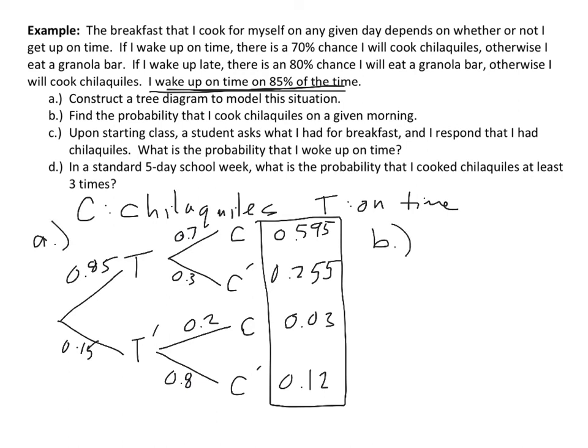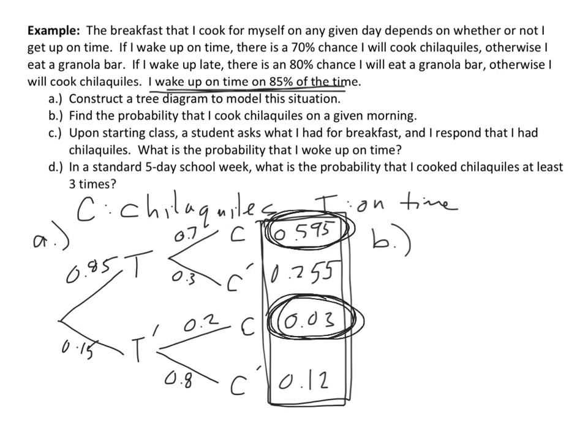Part B of the problem asks, okay, what's the probability that I cook chilaquiles on a given morning? Well, looking at all of these things at the end, I remember what these represent. This first one represents that I woke up on time and made chilaquiles. This one here is that I didn't wake up on time and made chilaquiles. So the probability that I cook chilaquiles is basically this one and this one added together. So that's 0.625.